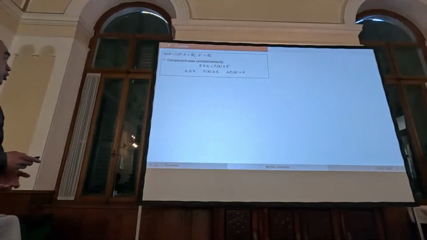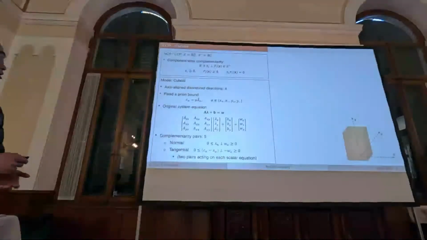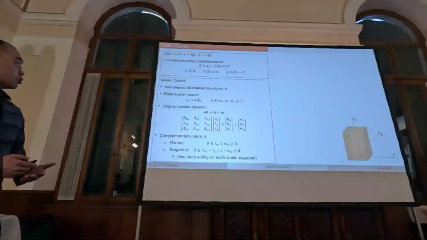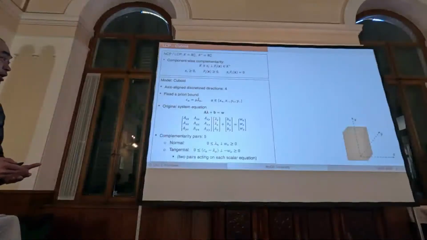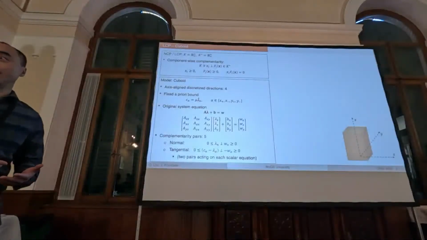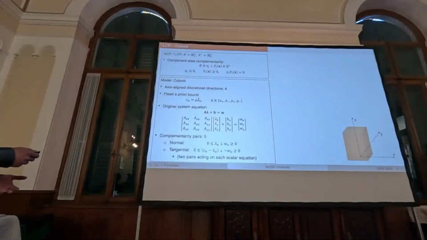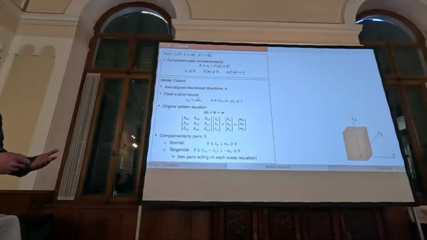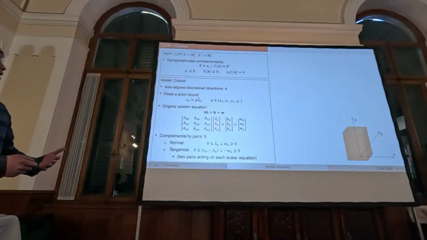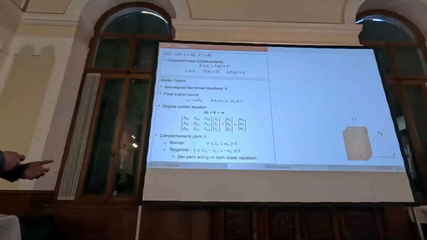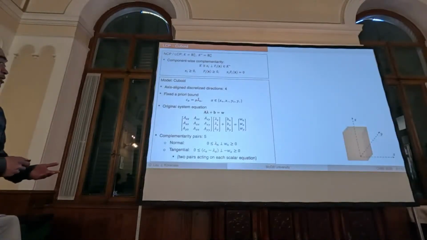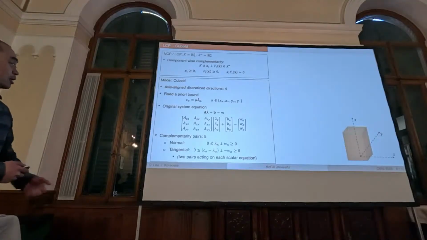The next model is the cuboid. This model is another contact model that fits into the LCP framework, but is very different from the polyhedral. It also has two constructions. First, the tangential plane is discretized exactly in 4 directions aligned with the tangential plane axes. And second, it provides a fixed a priori bound. So in this case, each contact point is associated with 5 pairs of complementary conditions.